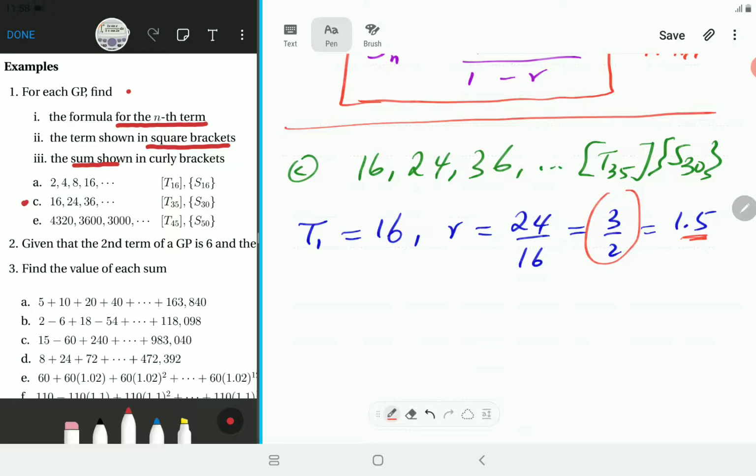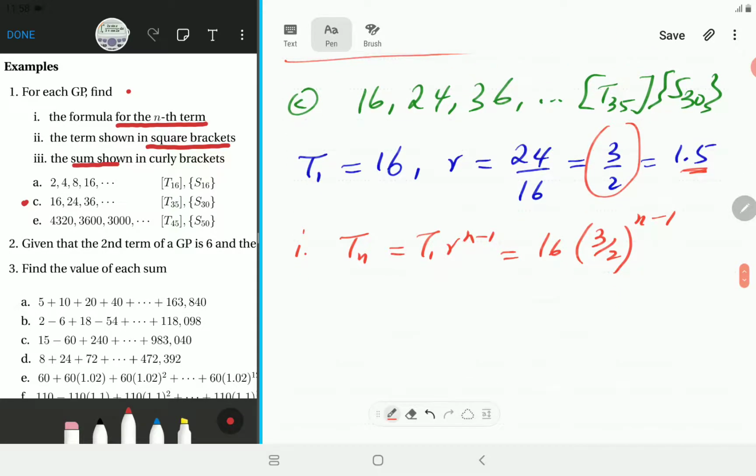So in part 1, the formula for the nth term is T1 r to the power n minus 1. So this is going to be 16 times 3 over 2 to the power n minus 1. And then we just leave it like that. In part 2, we want term number 35. So all we're going to do here is simply plug in 35 in that formula.